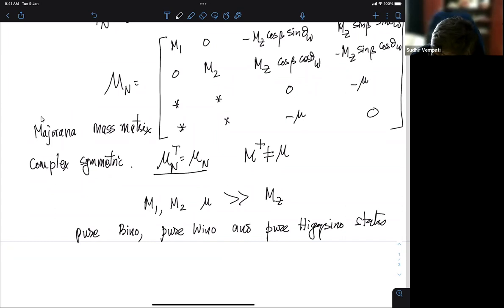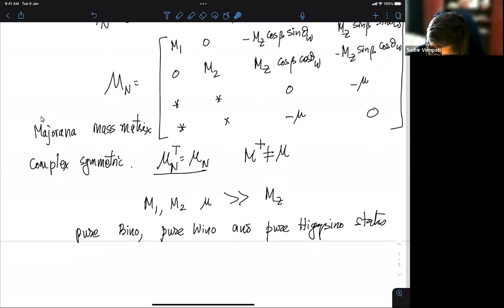Which of them will be the lightest depends upon these three parameters. Whichever is the smallest will determine the lightest. If M1 is very small, then it will be a pure Bino LSP. If M2 is very small, then it will be a pure Wino. If mu is the smallest entry, it will be a pure Higgsino state, essentially the lightest particle. But essentially, all the neutralinos will just become Bino, Wino or Higgsino states.